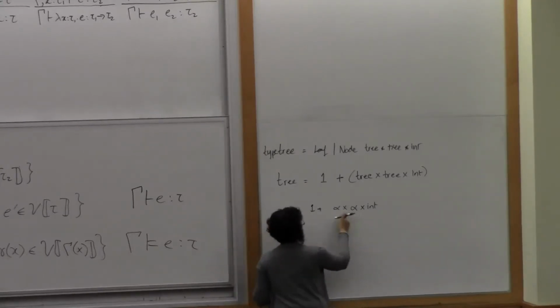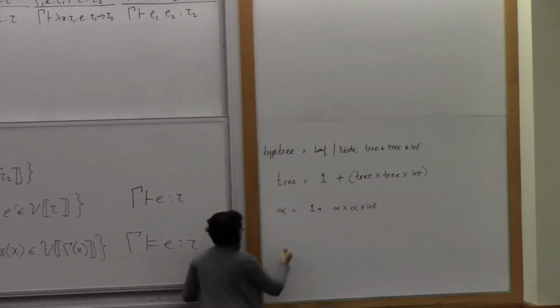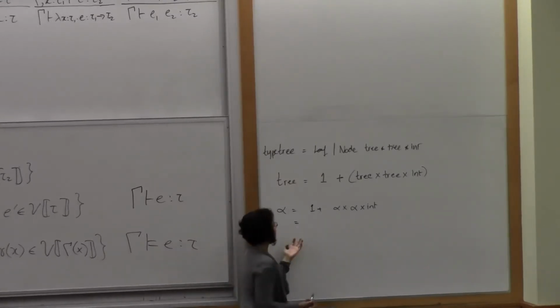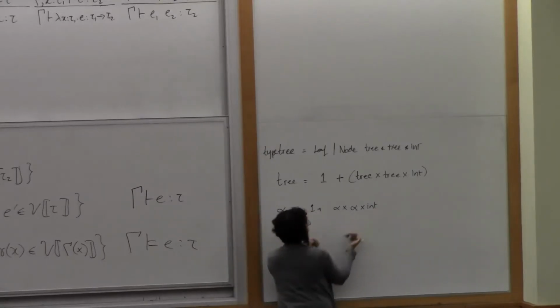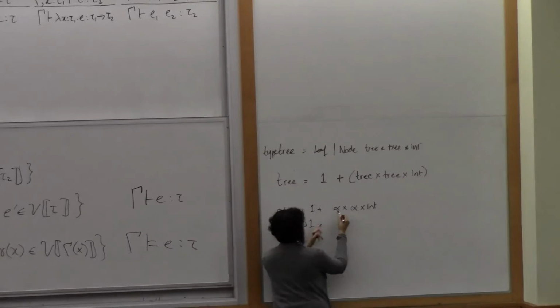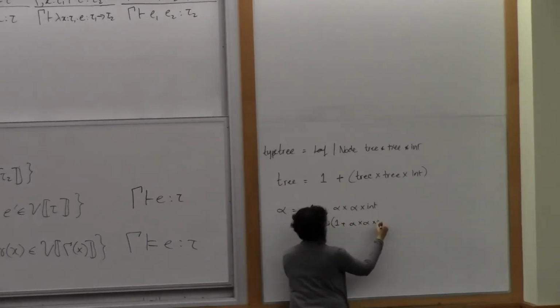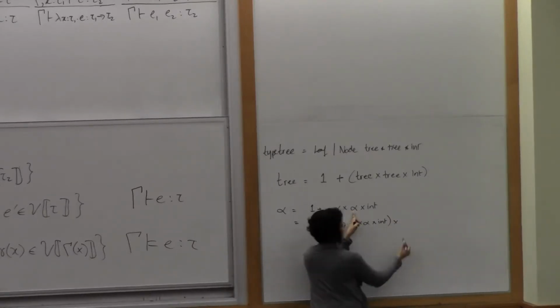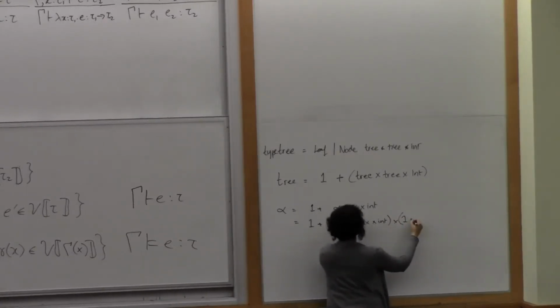Product type has priority, so I'll leave out the braces. So this is equivalent to this, right? And it's equivalent to if I basically take this whole equation and substitute it for alpha on this side, right? So for this alpha, we want to be able to substitute unit plus alpha cross int times, again, for this alpha, we would again substitute the whole thing.